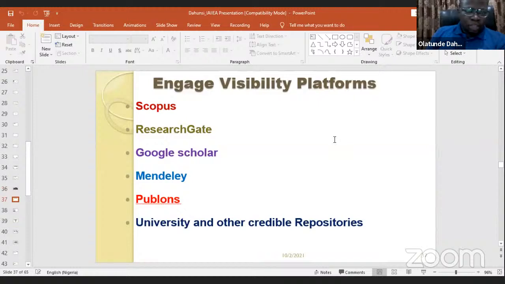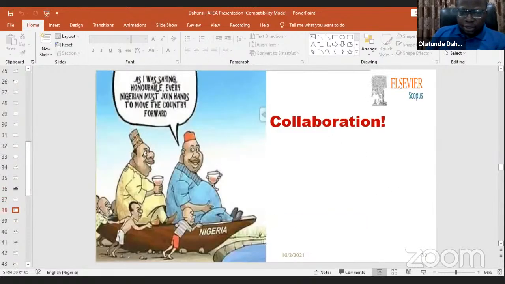Now, as a researcher, you must engage in these platforms. Are you on Scopus? Are you on ResearchGate? Are you on Google Scholar? Are you on Mendeley? And of course, repositories are very important as a researcher so that you can get your credit for the work you are doing. Now, don't forget to also collaborate.